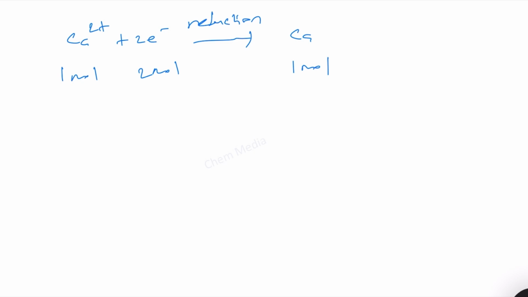This is another reduction reaction. If you have calcium 2 plus, it gains 2 electrons and becomes calcium. So, we have 1 mole here, 2 moles here, 1 mole here. But the question is for 1.5 moles of calcium 2 plus. And therefore, 2 times 1.5, and that will be equal to 3.